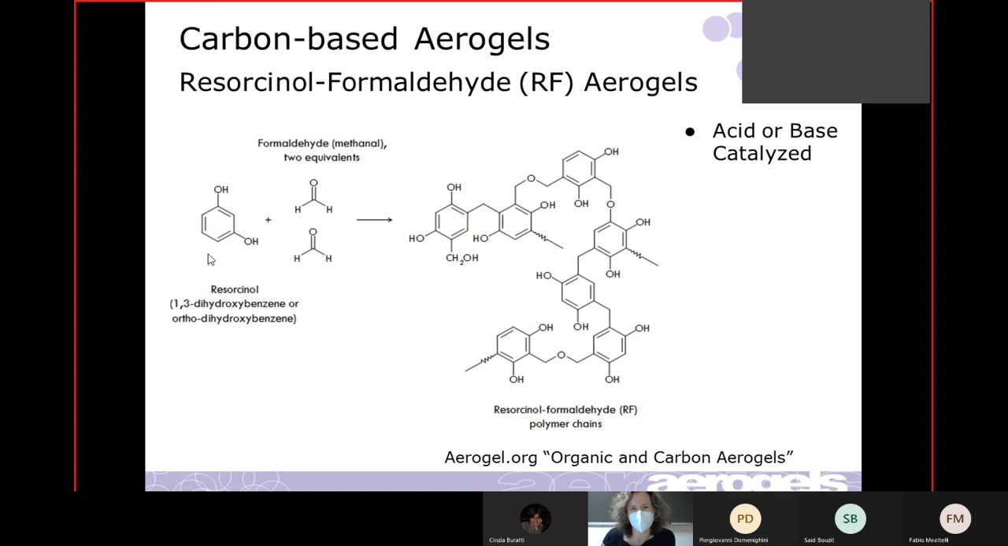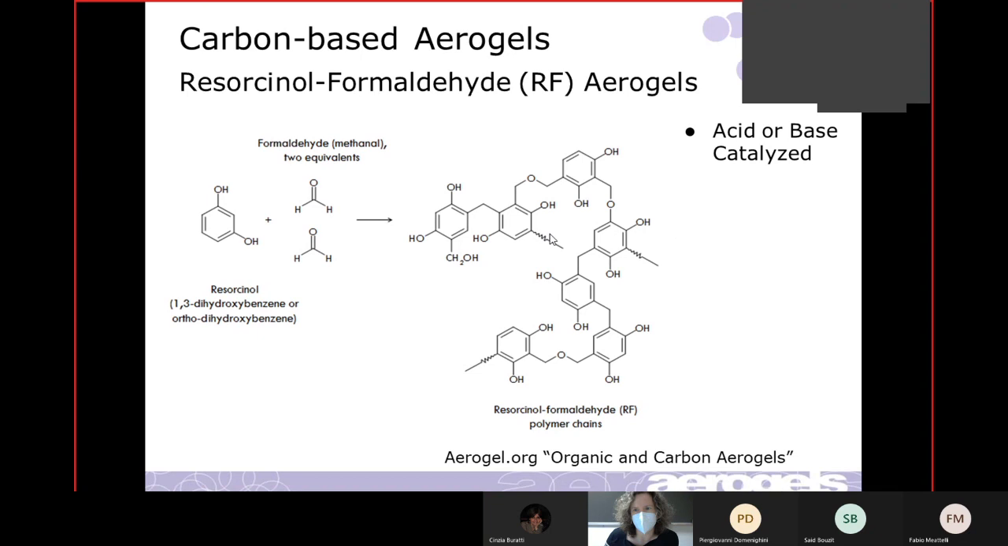Typical traditional way of making carbon-based aerogels is using what's called the resorcinol formaldehyde, or RF. This does not mean radio frequency. It means resorcinol formaldehyde aerogels. You start with resorcinol, which is this small organic species, 1,3-dihydroxybenzene, and we start with formaldehyde. And the reaction that occurs links these species together, making polymer chains. So you can see that they repeat, dot, dot, dot, right? It's going off. This is a chain where it can go off in different directions. So we have long polymer chains.